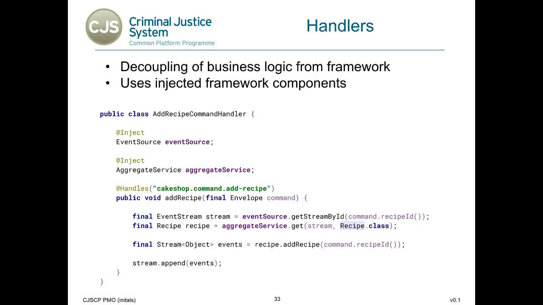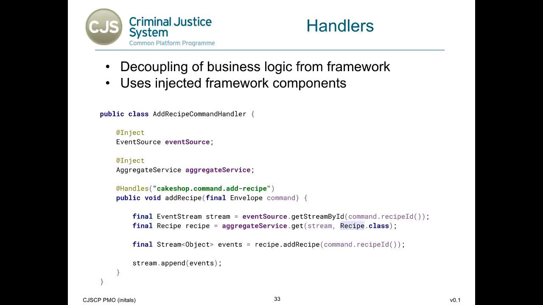We can then use injected framework components within the handler to then compose our business logic to do whatever we need to do. So in this case, we've got an example of a command handler, and what it's doing is it's taking the incoming command, it's finding out what the stream ID was from it, it's getting an event stream from the event source component, it's then rehydrating an aggregate using the aggregate service, and then it's calling a business method on our aggregate to add the recipe, getting back the stream of events from the aggregate and appending those onto the event stream so they get persisted and published.